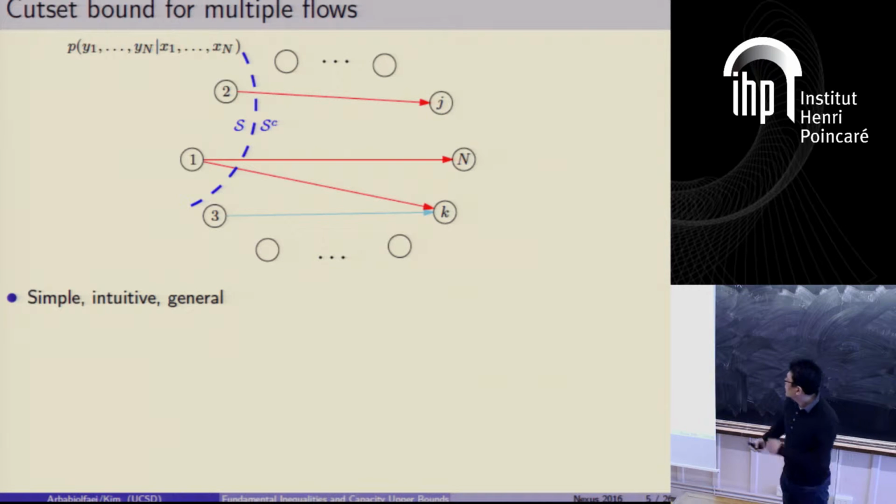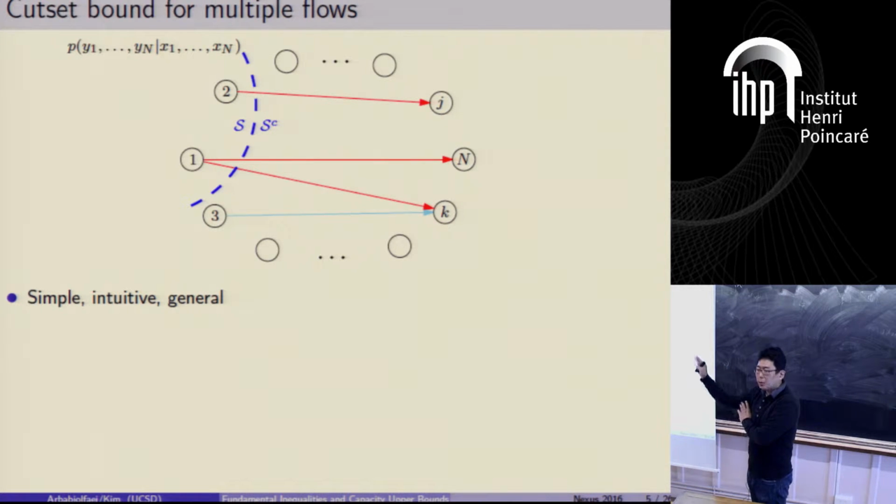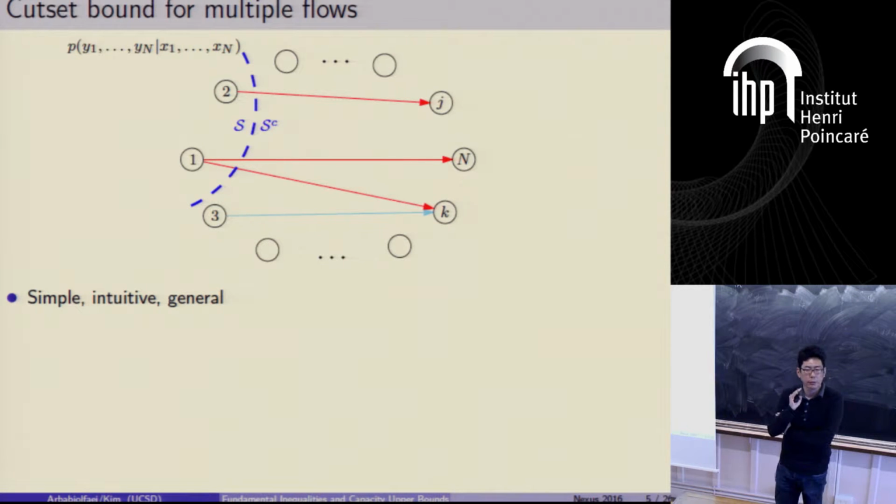So this is a very nice result. I mean, very, very simple. And again, we can attach meaning to it. It's very intuitive and also very general because we didn't assume anything whatsoever about the underlying network. So in some sense, this is one of the fundamental inequalities in network information theory.